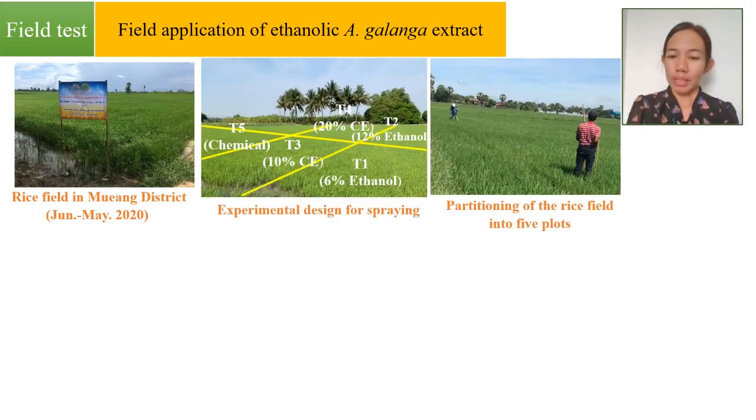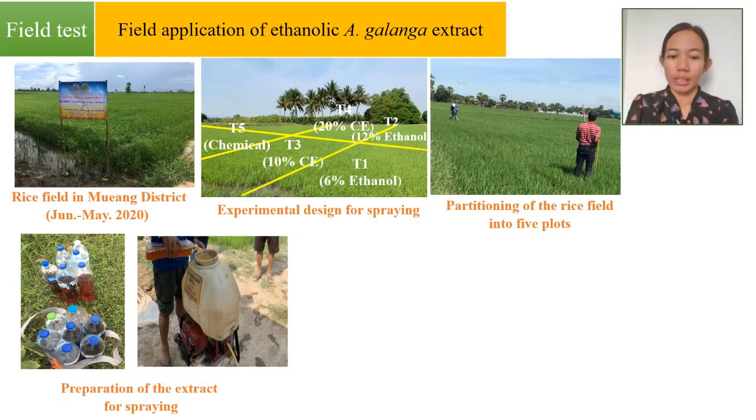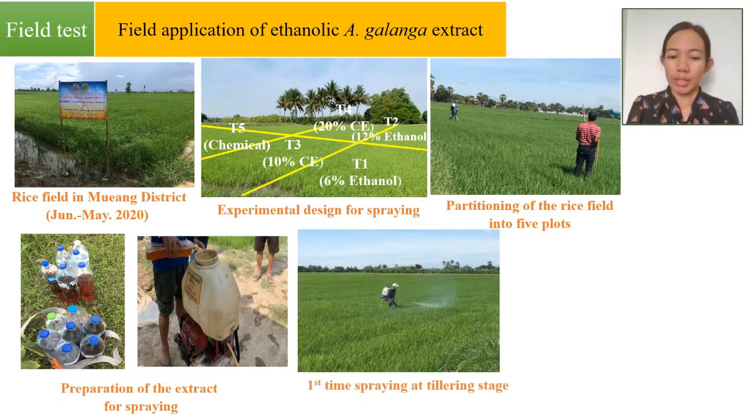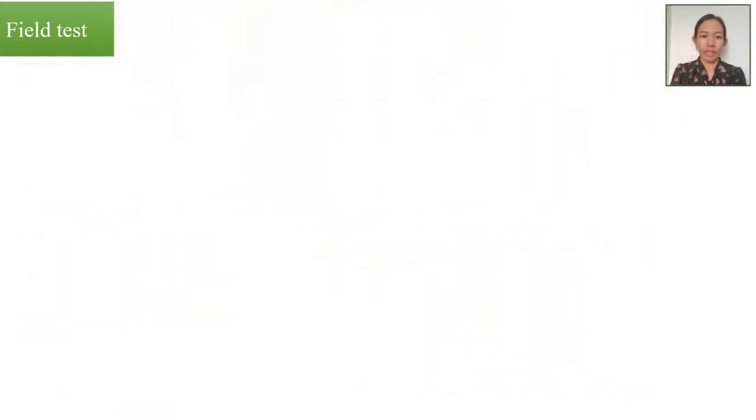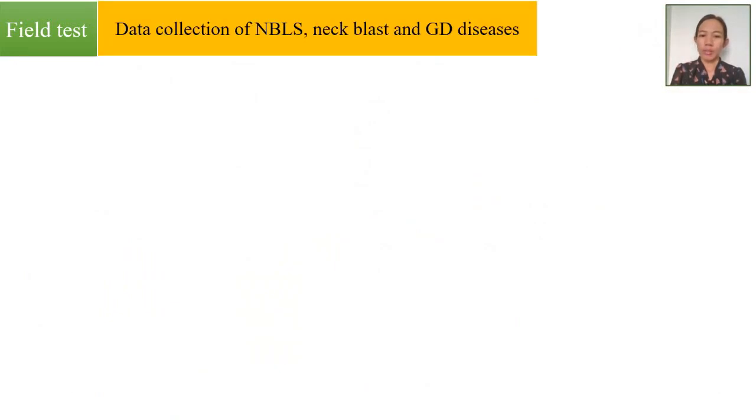When the rice plant reached 45 days old, the rice field was partitioned into 5 plots. And then the first spraying was done at the tillering stage, 45 days old, followed by the second spraying when the rice plant reached the milky stage. And then this slide shows data collection of narrow brown leaf spot disease, neck blast disease, and GD disease.